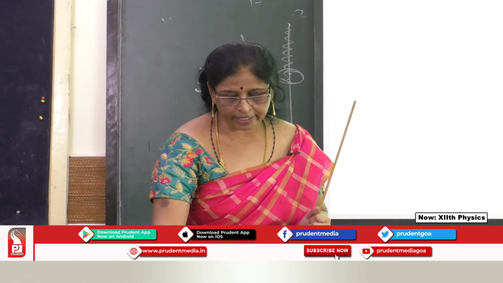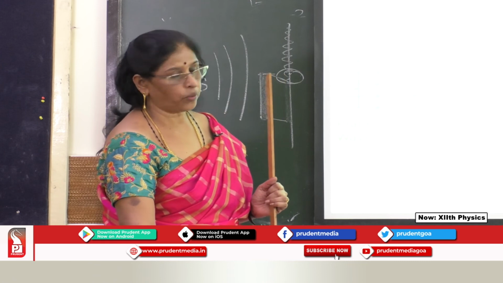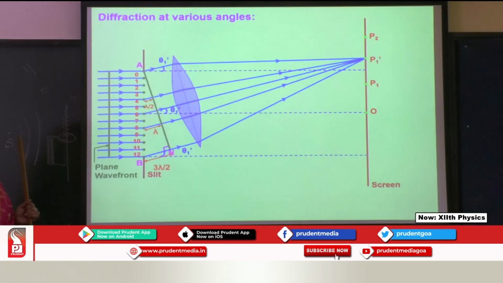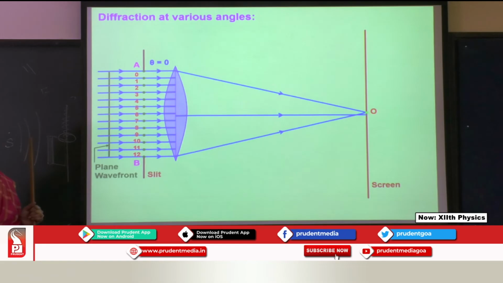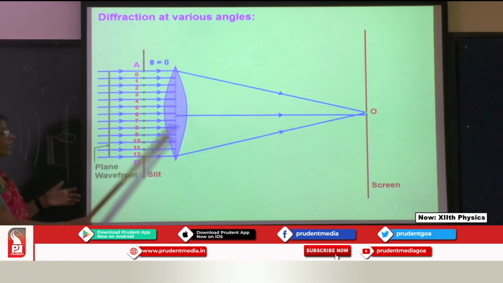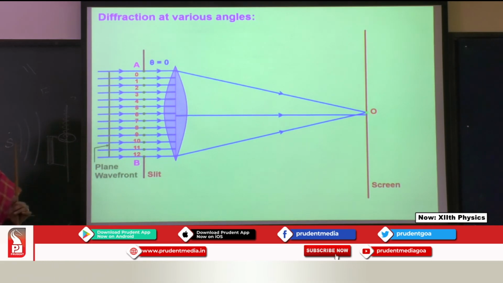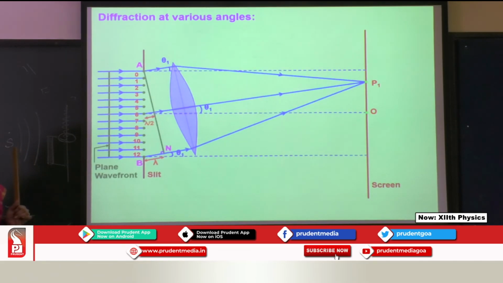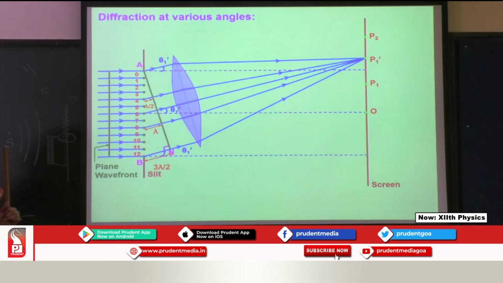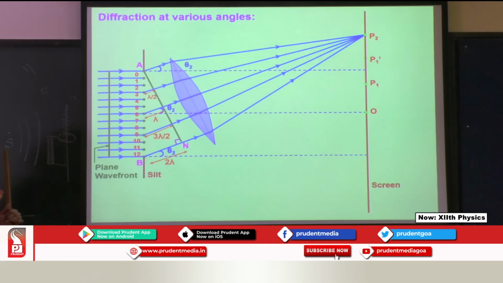And the next one is diffraction for various angles. The first one is where all 12 wavelets are moving, giving a bright spot of 12 wavelets. The second one, P1, where we consider two parts divided, becomes a dark spot. The third one, divided into 3 parts, gives a bright spot, but with 1/3 intensity. The fourth one, divided into 4 parts, they cancel each other, again a dark spot.